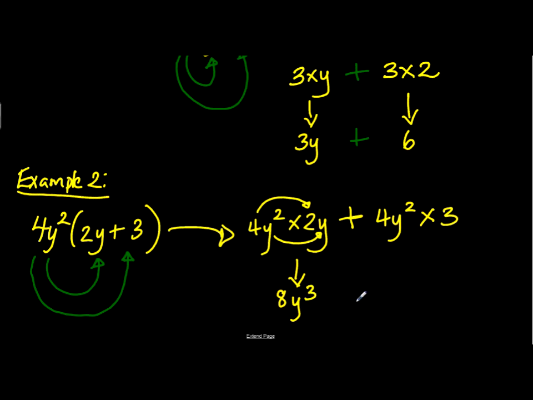Plus 4 times 3, so we have a number and a number, and we have a letter y², but 3 is the same as saying 3 times 1 because the 1 is invisible. So what we're saying is that it's y² times 1. So we have 4 times 3, which is 12, y².